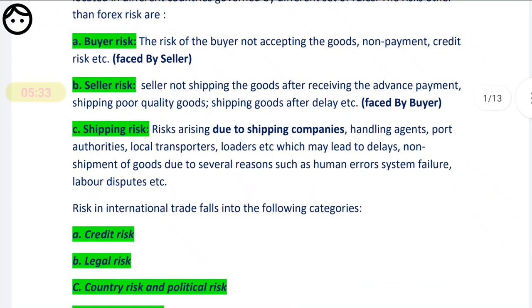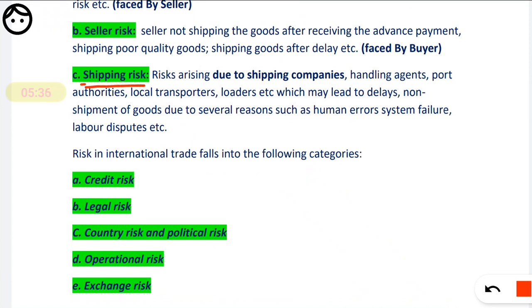Okay, now the third one we have to discuss is the shipping risk. So it is very basic.